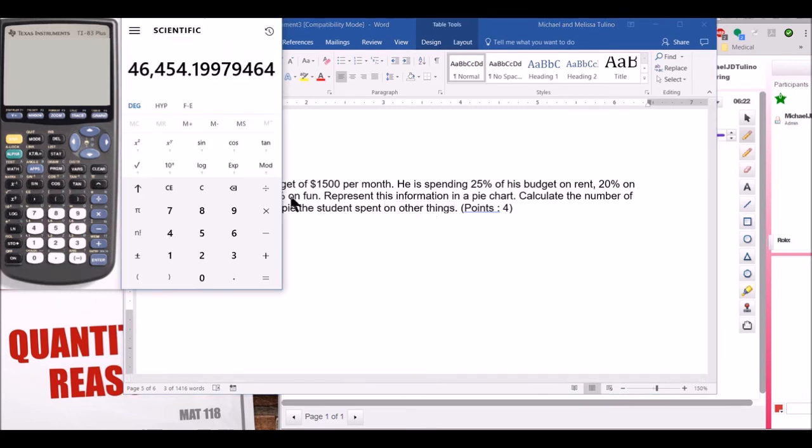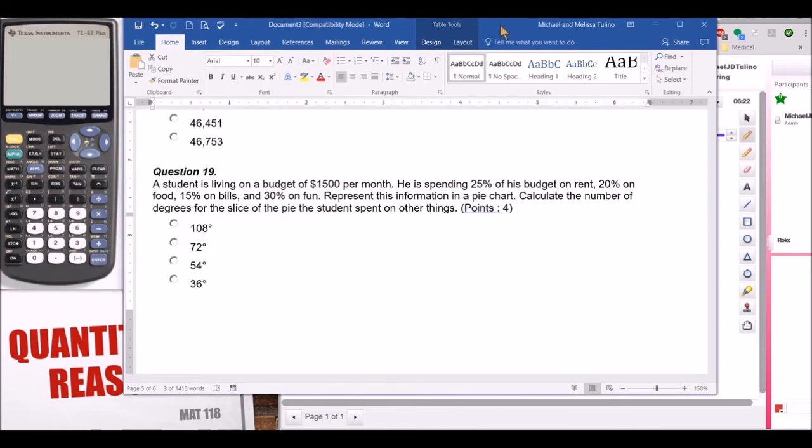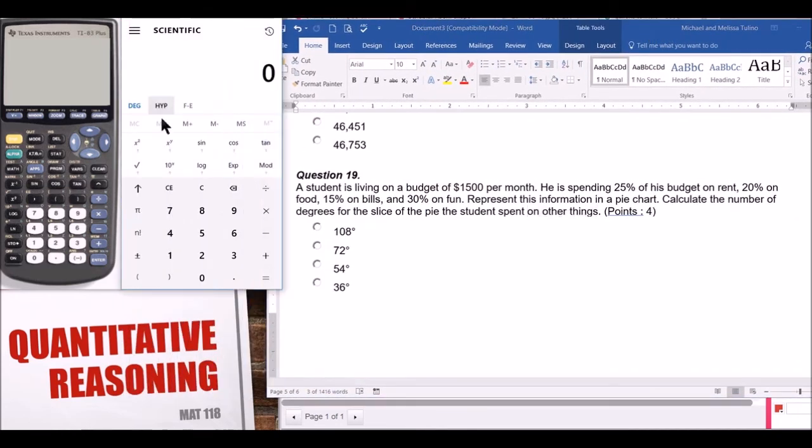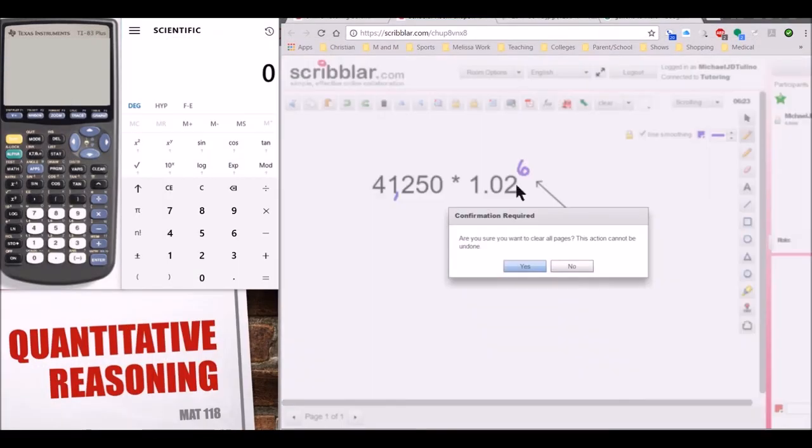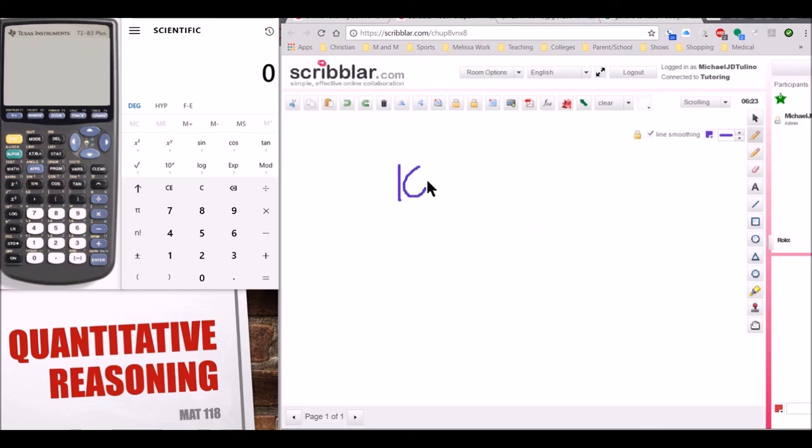Let's take a look at what these percentages actually add up to. We have 20% plus 15% plus 30 is 65%. Did I miss one? Let's just double check one more time. 25 plus 20 plus 15 plus 30. Yep, I missed one. 25, 20, 15, and 30 is 90%. So 10% is missing. So let's think about that. We have 10% missing.